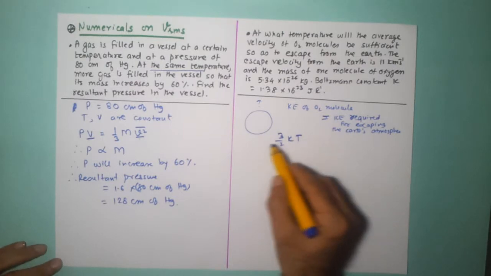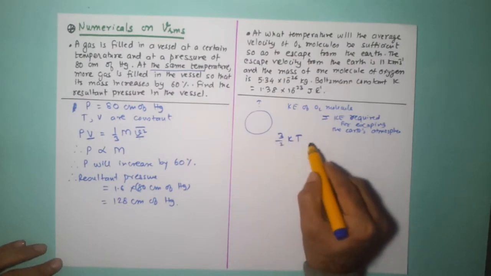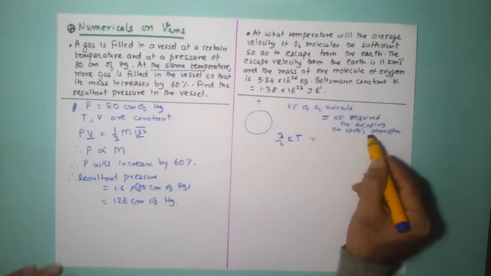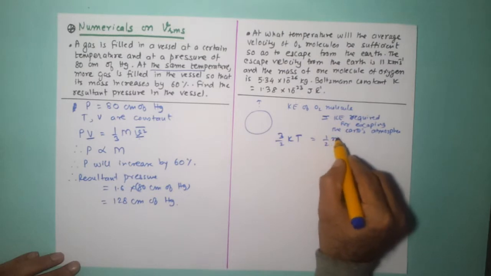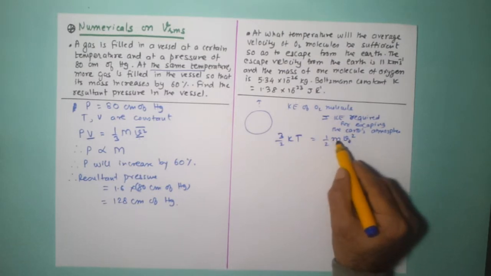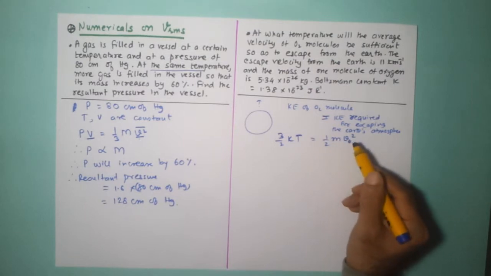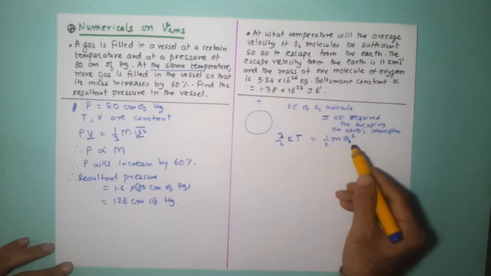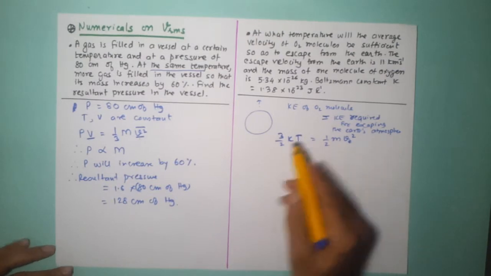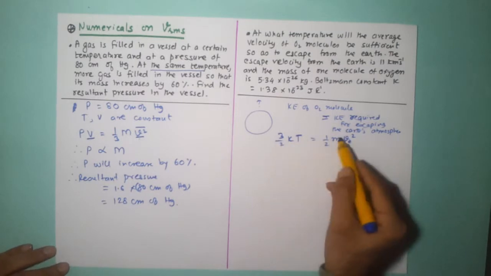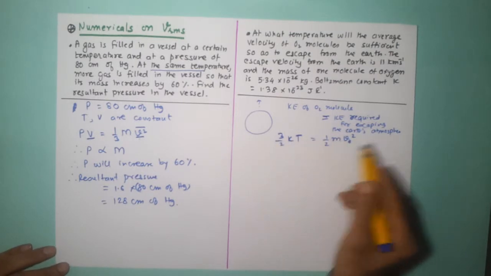We did that when we were looking at the kinetic interpretation of temperature. We have found out that the kinetic energy for a molecule is 3 by 2 kT. And this should be equal to kinetic energy required for escaping the Earth's atmosphere. That will be equal to half mv square, where v is the escape velocity and m is the mass of one oxygen molecule. So I can use this equation and find out the temperature at which this will happen. At that particular temperature, the oxygen molecule will gain sufficient kinetic energy to escape the Earth's atmosphere. So this is the equation: 3 by 2 kT is equal to half mv square.